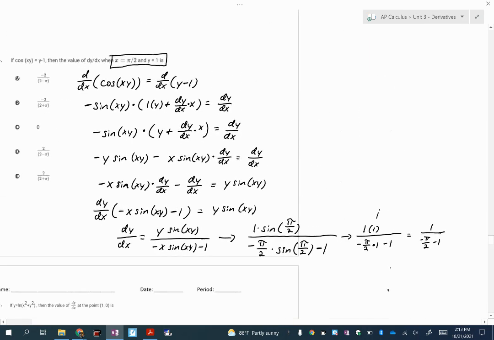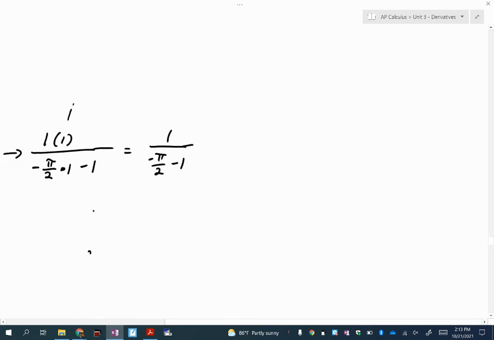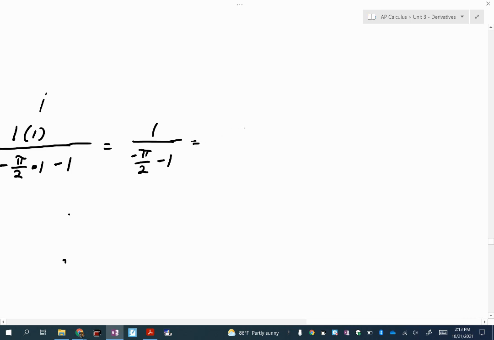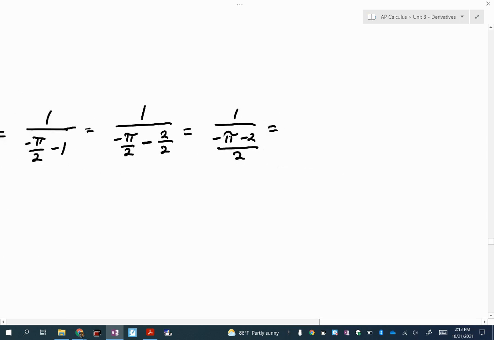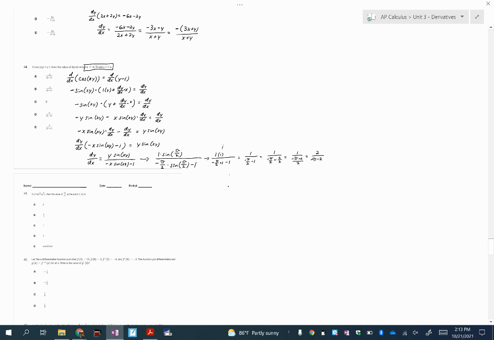So what I need to do, it looks like they've gotten rid of the denominator. So I'm going to get a common denominator in the bottom. So 1 over negative pi over 2 minus 2 over 2, which is 1 over negative pi minus 2 over 2, which is equal to 2 over negative pi minus 2. So I feel good about that. I don't think that's going to be one of my answer choices, but let's see.